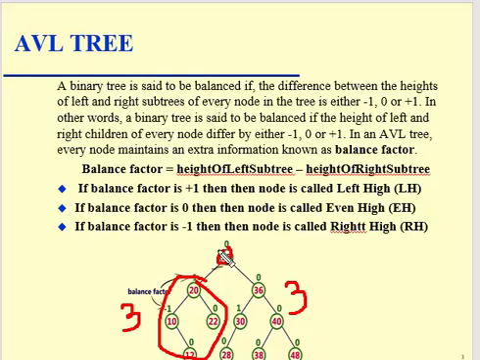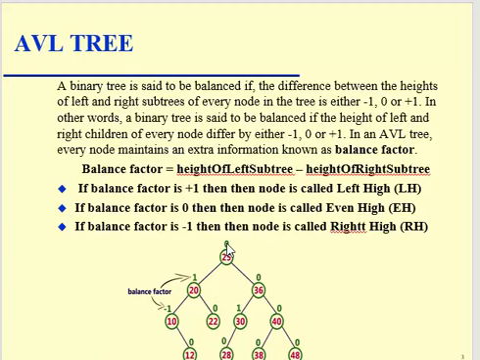This is called the balance factor. What is the balance factor of this node? What is the height of the left subtree? That is 3, minus the height of the right subtree, that is also 3. So 3 minus 3 is 0. So the balance factor is 0. That's why I have written 0 over here.